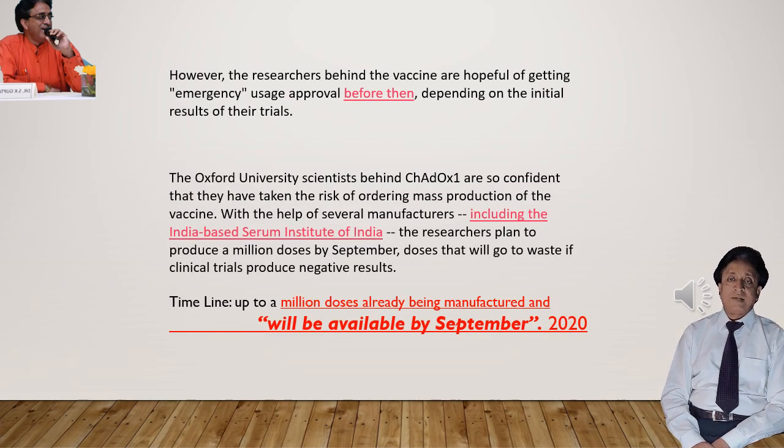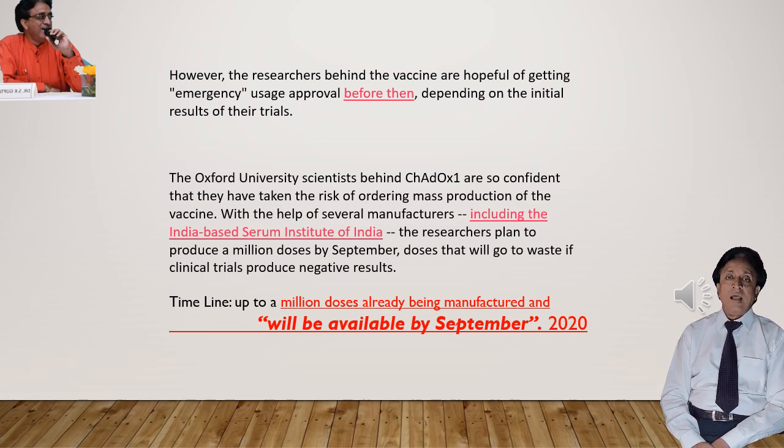The university scientists working on the vaccine are so confident that they have taken the risk of ordering mass production of the vaccine with the help of several manufacturers, including the India-based Serum Institute of India, into which the company has invested about 400 crores of rupees for the development of this vaccine, and they hope to produce about 20 to 40 million doses of the vaccine by the end of September 2020.